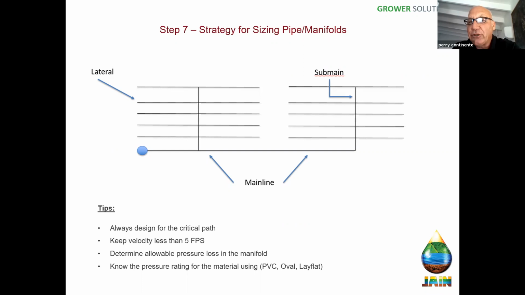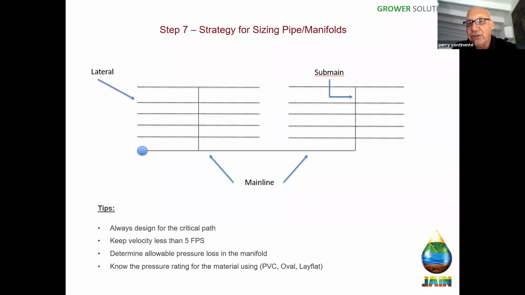Now, if we're using pressure compensating product, then the pressure regulating point is actually the emitter. So that's the critical path, to the most distal point of that emitter and back to the pump. And so we're using economic pipe sizing in order to size.